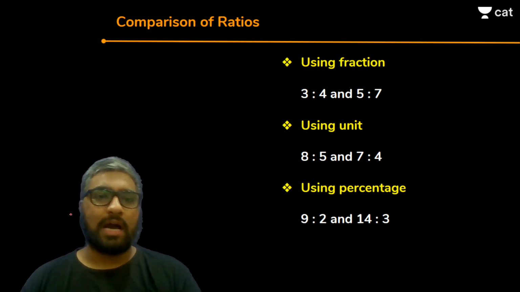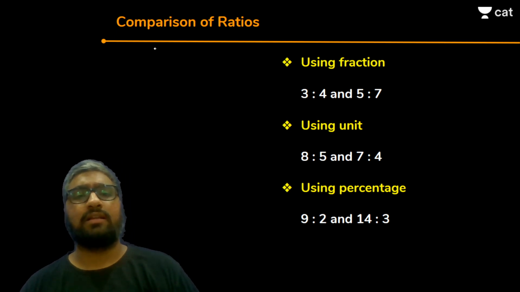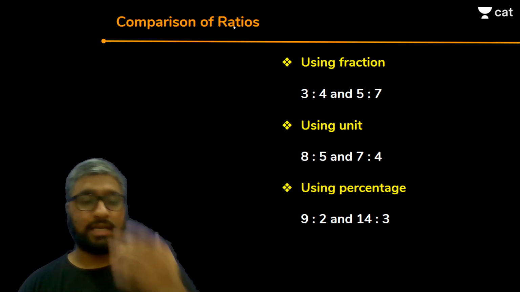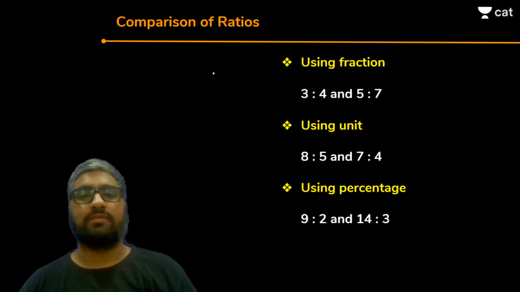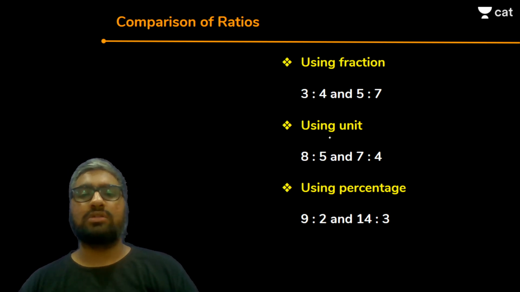Okay, now let's look at how to compare ratios. Very simple concept. We can get over with this real quick. How would you compare ratios? If there are two terms given to you in terms of ratios, how would you compare them? If a question was asked wherein you have to compare 3 is to 4 and 5 is to 7, which is greater, you can use one of these.